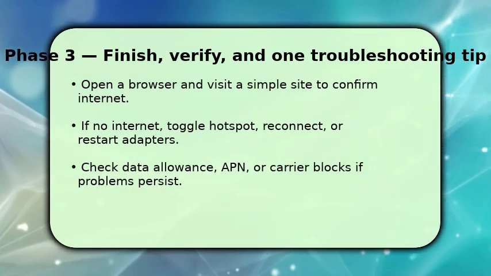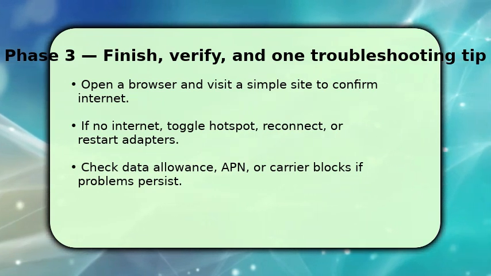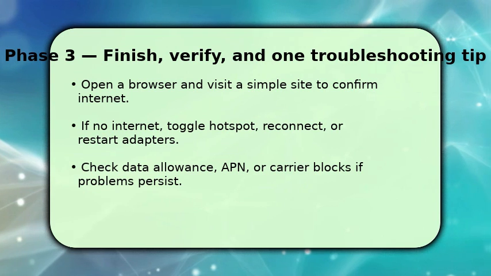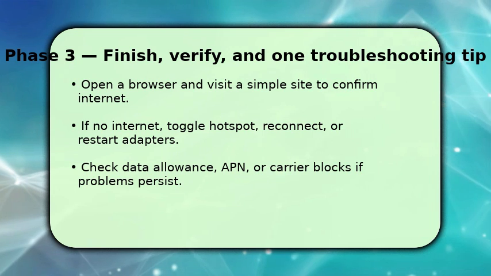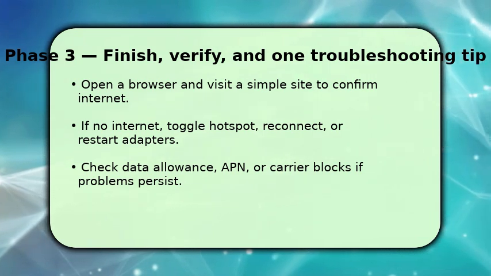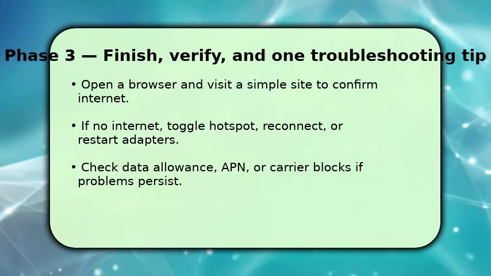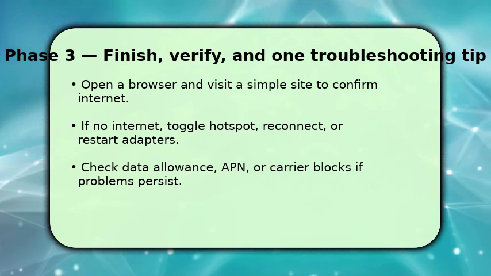If pages fail, first toggle the phone hotspot off and on, then reconnect the laptop. Next, disable and enable the laptop Wi-Fi adapter or restart devices, because many issues clear with a reset. If problems persist, make sure your mobile data allowance is active, check APN settings, and confirm your carrier does not block tethering. Those are common causes when everything else looks correct.